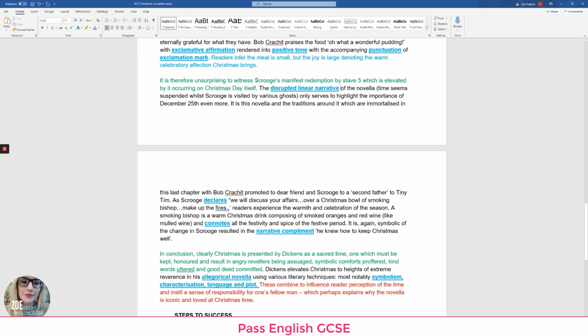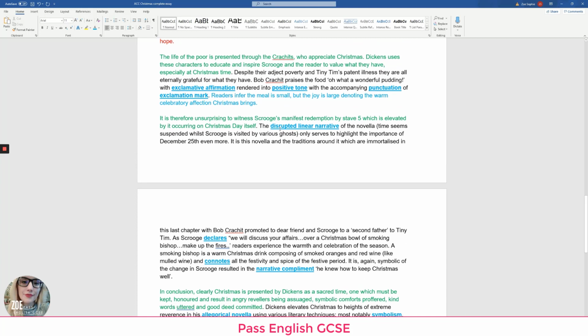See, I didn't want to go off on a tangent here and write about Scrooge. This is about Christmas. The disruptive linear narrative, by this I mean, yes, it's in a kind of order, but I find it strange that it starts on Christmas Eve and then he has 3 visits and the time seems to go awry. And then when he wakes up, he doesn't know what time it is and he's delighted that it happens to be Christmas Day. So that's what I mean.